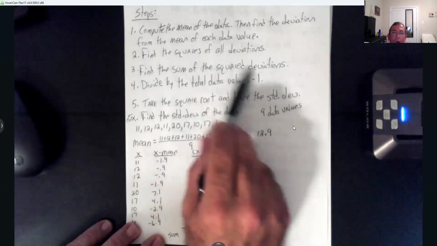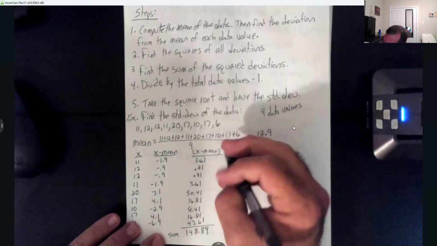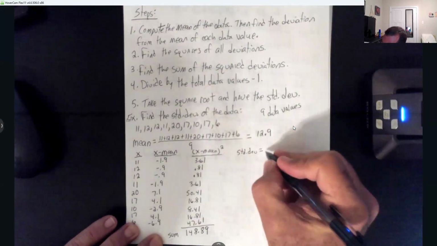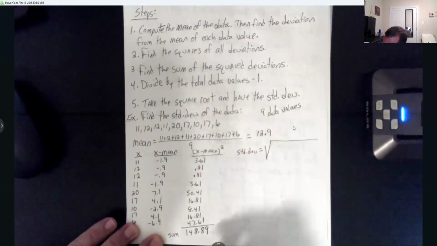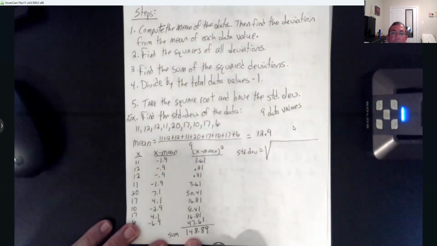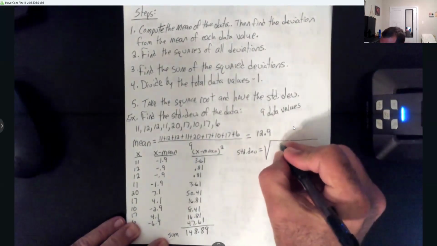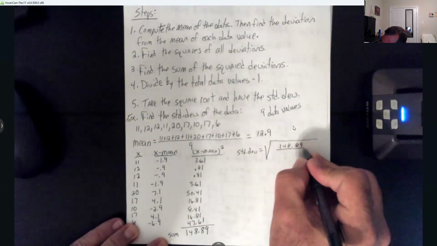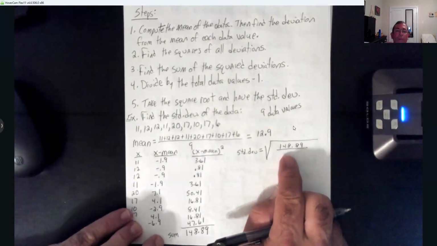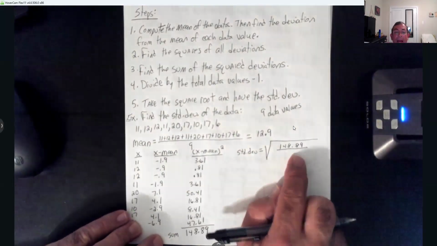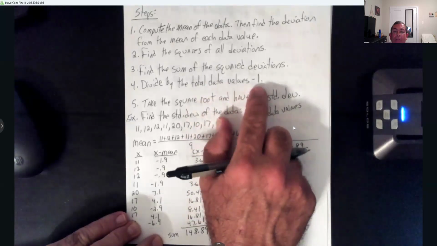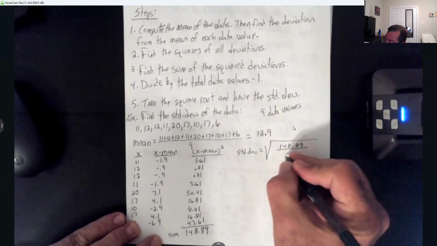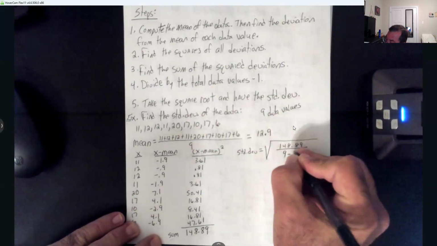All right, so now I'm just going to put all this in the formula because I'm to the point where I can do my formula. So the standard deviation will equal the square root, and this is all my squared deviations, the sum of them. So 148.89 goes on top. And remember, we're dividing all this by the total data values minus 1. Well, y'all, we said we had 9 data values a while ago. So that's going to be 9 minus 1.